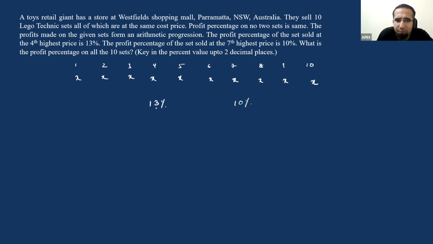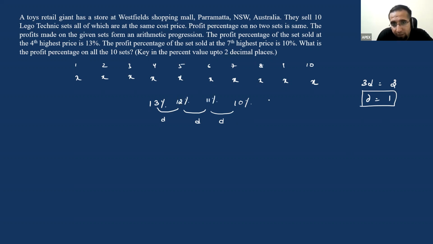Now, if it's an arithmetic progression, the basic thing is there is a gap of D, there is another gap of D, and there is a third gap of D. So 3D is equal to 13 minus 10, so 3D is equal to 3. So can I say D is equal to 1? If D is equal to 1, this will be 12 percentage, this will be 11 percentage, this will be 9, 8, 7. And this becomes 14, 15, and 16 percentage.